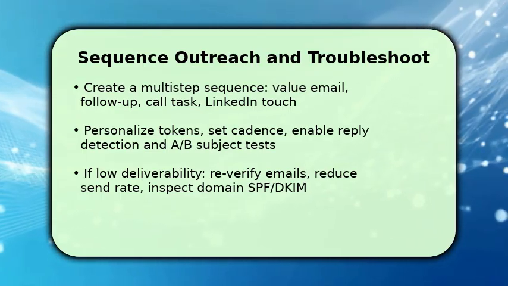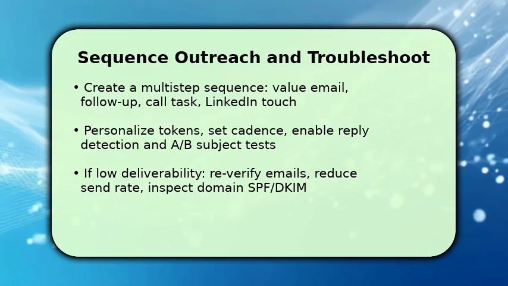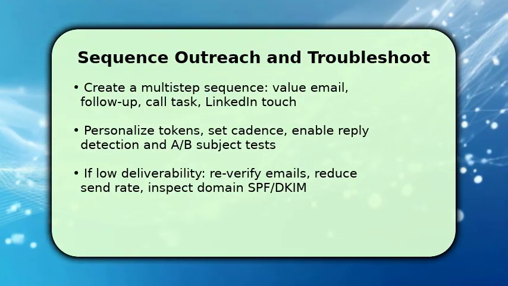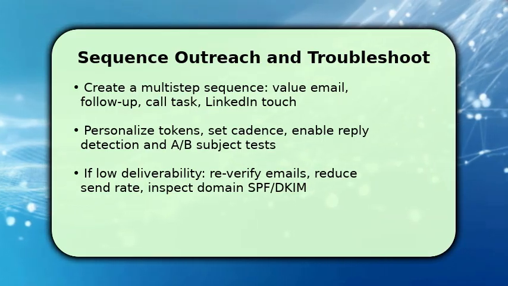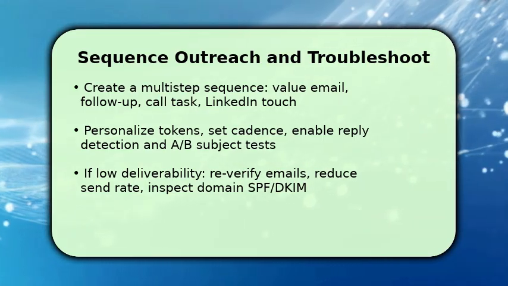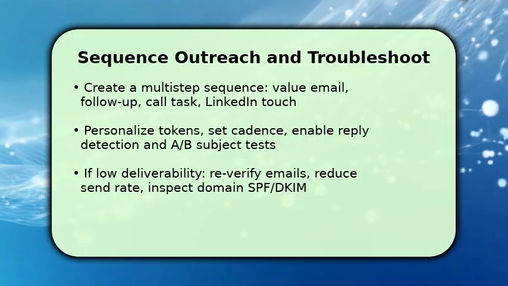Then run an A/B subject test on a small subset. If deliverability or response is low, re-verify addresses, slow the send rate, and check your domain authentication to resolve bounce or spam issues quickly.